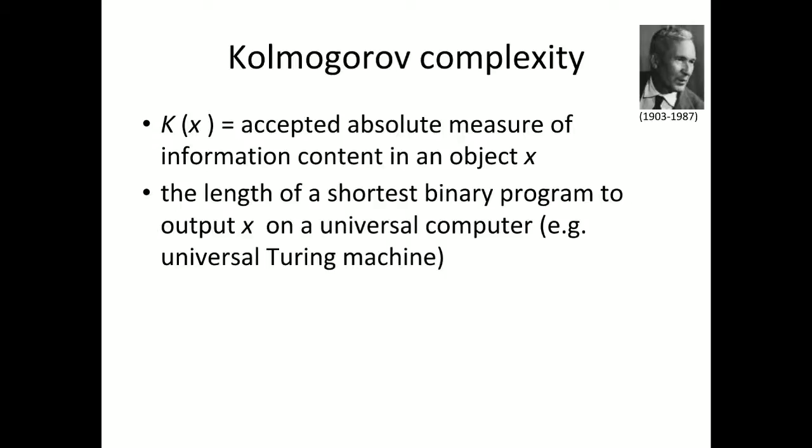And the tool that we have used to measure this is algorithmic information theory. It's Kolmogorov complexity, which is, in a sense, the absolute measure of information in an object, in a string, x, which can be represented as the length of the shortest binary program to output x on a universal Turing machine.